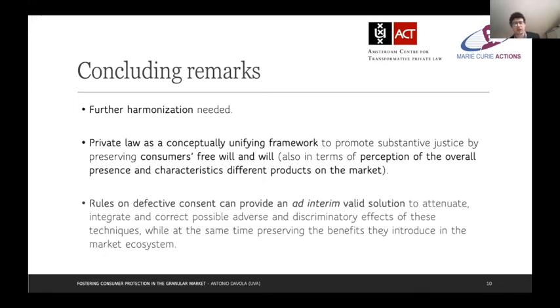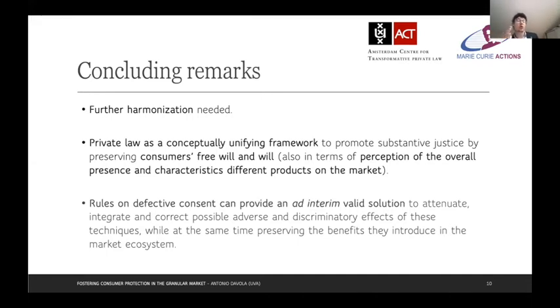because this is widely debated amongst European private law legal scholars. We do not have a fully harmonized system of European private law, which is, according to my position, advisable, but goes beyond the scope of this paper. Nevertheless, I do defend that using private law as a conceptually unifying framework can be a practical solution to preserve consumers' free will.